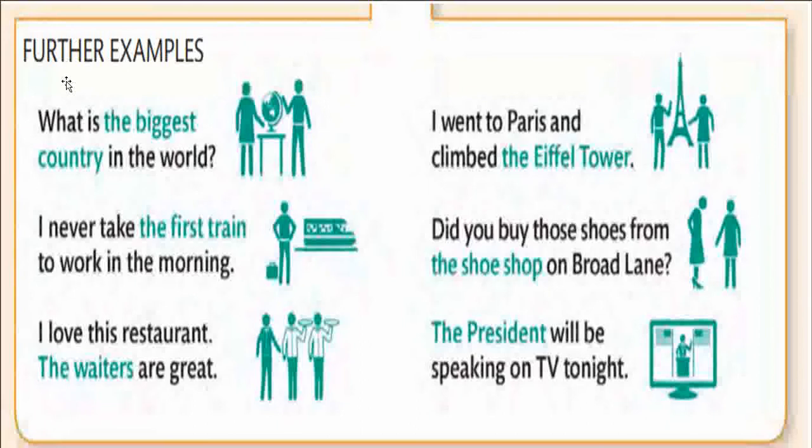Now let us see certain examples. What is the biggest country in the world? Over here, biggest is the superlative. That is why the is used. I never take the first train to work in the morning. Now, before ordinal numbers, first, second, third, fourth, we use the. So, make a note of it, before ordinal numbers.